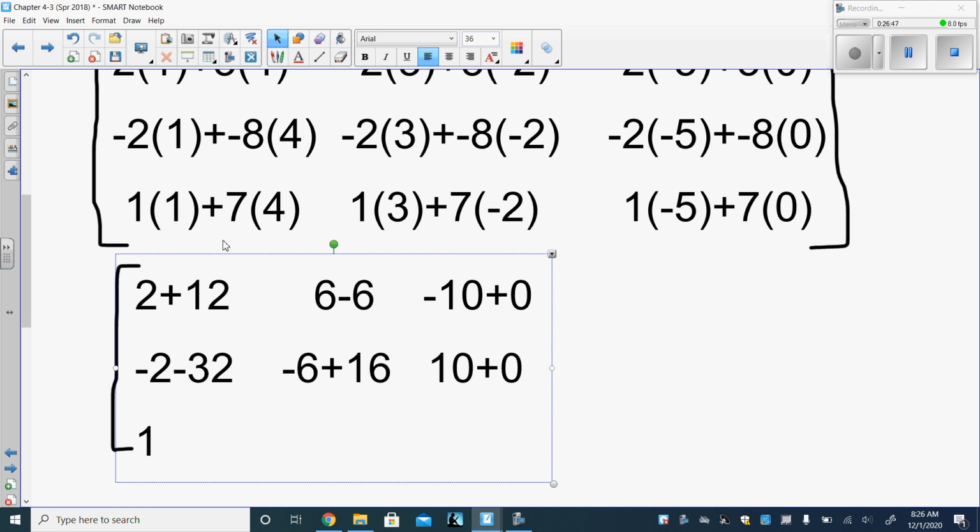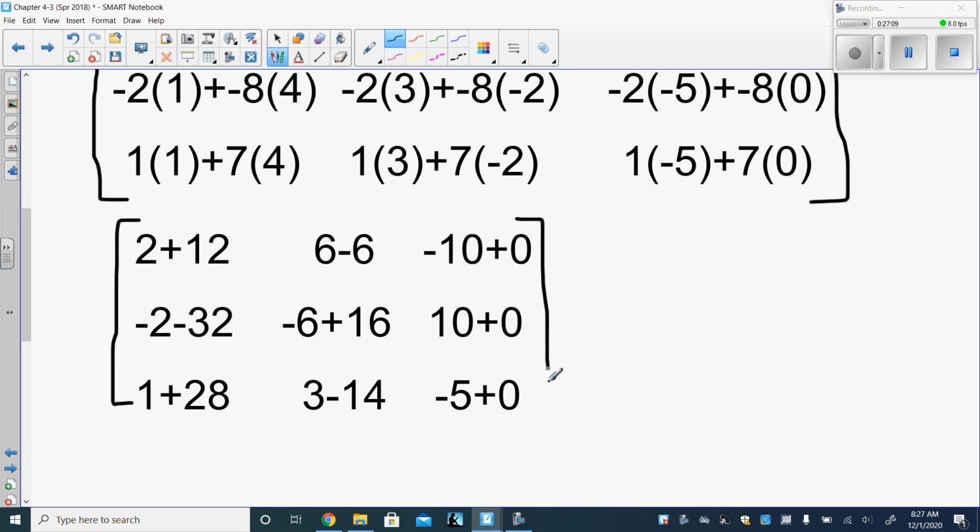Last row, 1 times 1 will be 1. 7 times 4 would be plus 28. 1 times 3 is 3. 7 times negative 2 would be negative 14. And lastly, 1 times negative 5 would be negative 5, plus 7 times 0 is 0.